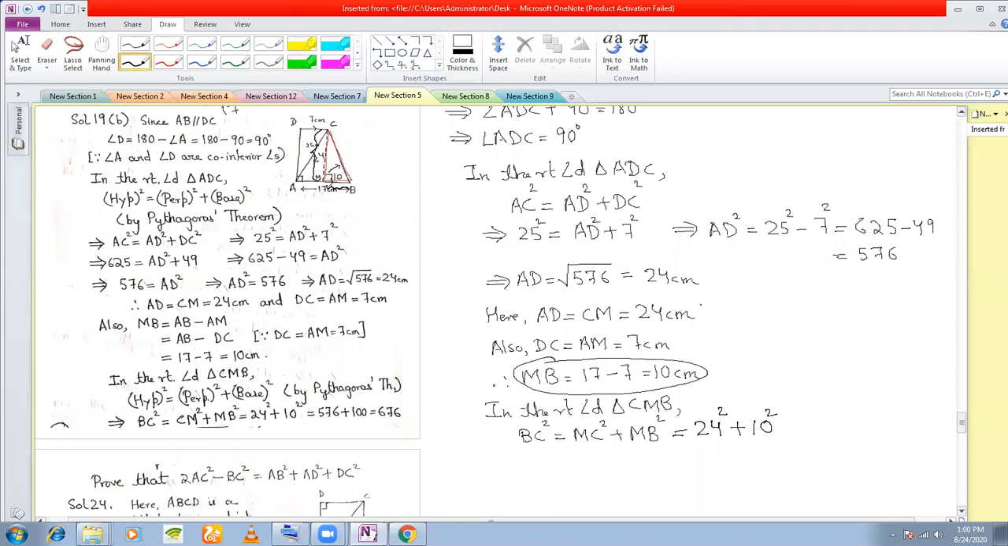This MC is 24. So that is why 24 square plus 10 square. 24 square is 576 plus 100. So this is 676. So you get BC square is equal to 676. That means what is BC? It is the square root of 676, which is 26 millimeters. So we have managed to calculate the length of BC.